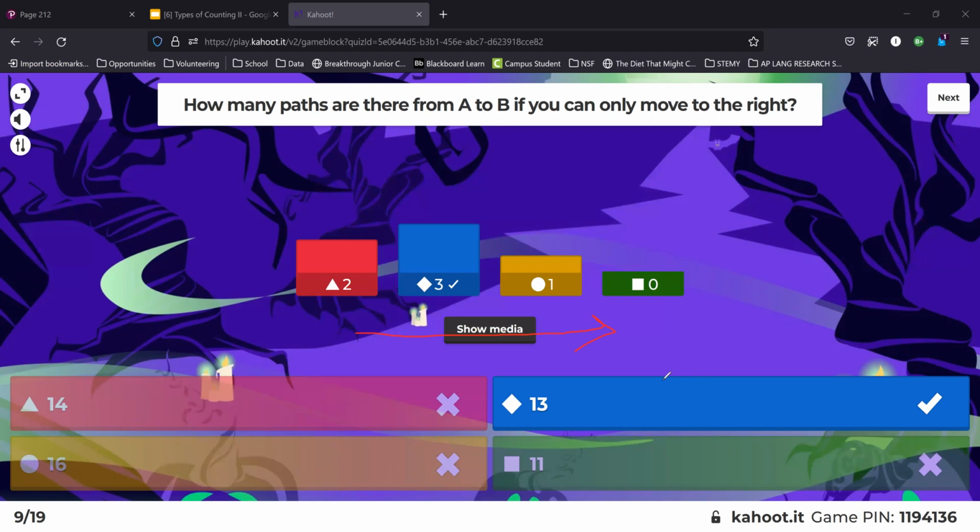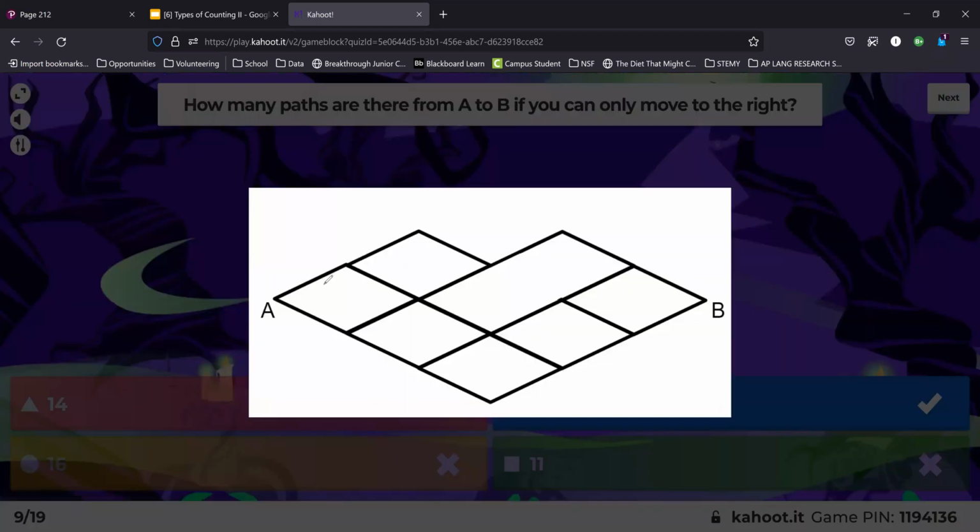Okay, yeah, it is 13. So basically, since a lot of you got this incorrect, I will explain it. We'd use the same numbering method, right? So we know we have to go in this direction. There would be one way to get to each of these vertices because you'd have to go right.